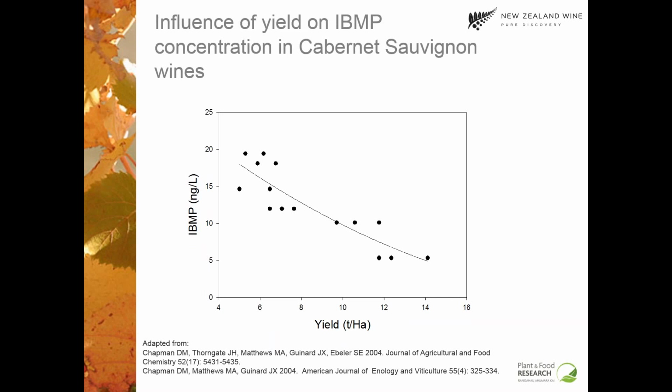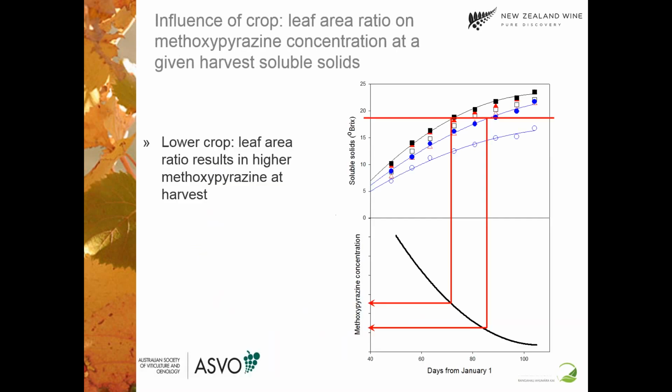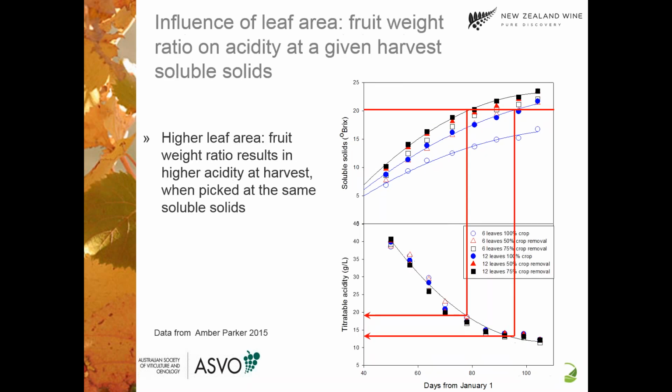When you looked at the methoxypyrazine concentrations, the green character of the Cabernet Sauvignon, the lower yielding vines had increased green intensity, increased methoxypyrazines compared to the higher yielding vines, and that actually came through in the veggie aroma of the wines that were made when the fruit was harvested at the same soluble solids. So rather like the acids, the methoxypyrazines were generally higher, more green, at lower yields. So methoxypyrazines and acidity appear to be behaving in the same way.